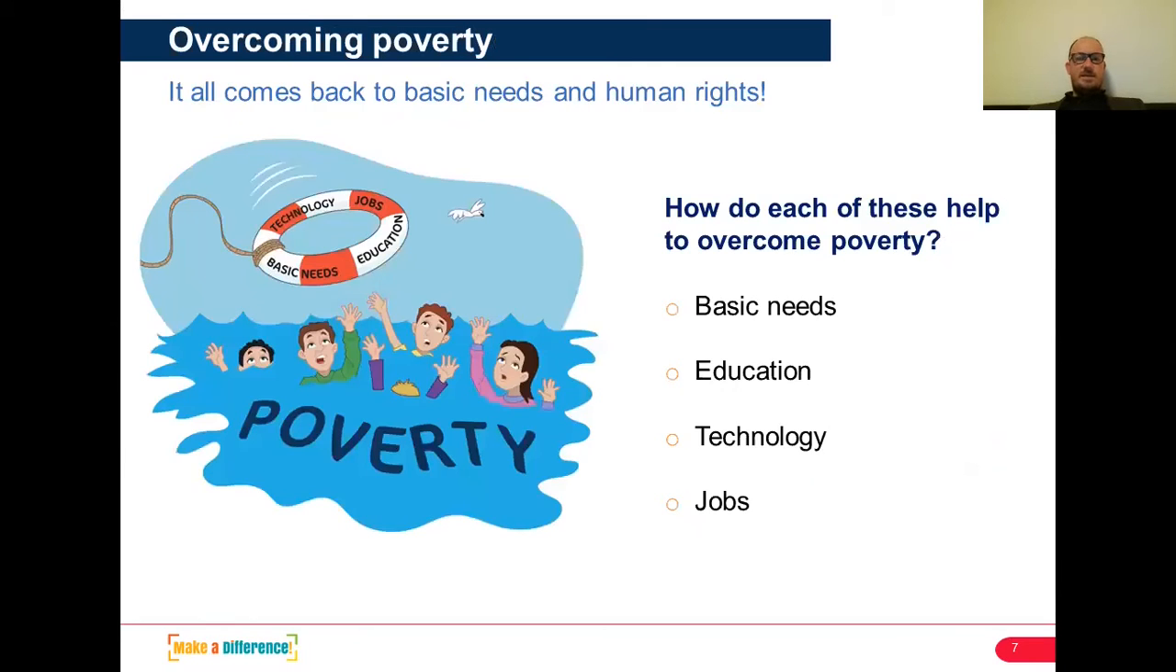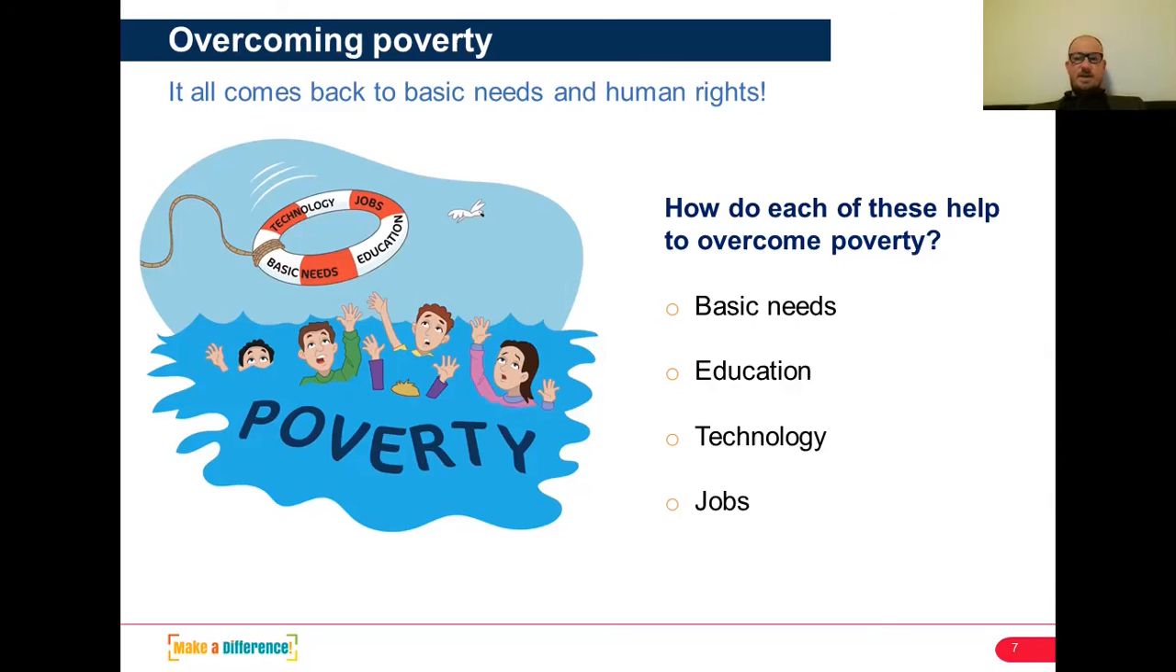So it all comes back to basic needs and human rights. How do each of these help to overcome poverty? Well, when you give people their basic needs, such as food, water, shelter, it makes them feel good and gives them human dignity, and then that will lead on to helping them concentrate better, and maybe leave money and time for education. Technology then can help overcome poverty because you can almost teach yourself using the internet nowadays. There are so many tutorials and documents. It's a real education. So technology is great. Look at us using it now for teaching and learning as well.